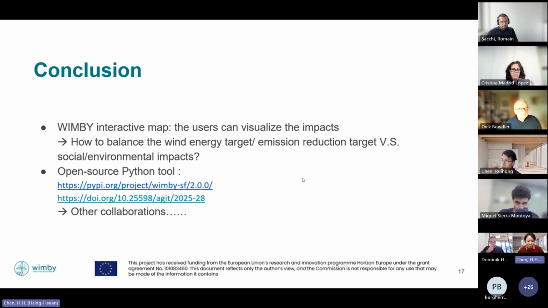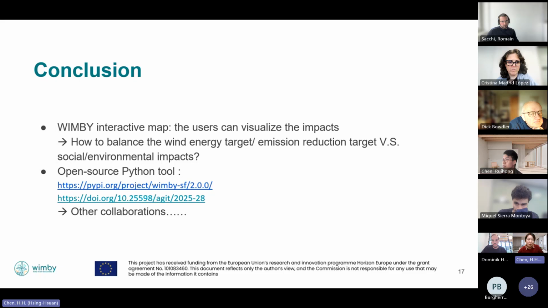So, okay, I hope you can hear me. To conclude, we have a very well performed open source tool that is validated for at least the European area. And it is now on the WIMBY Interactive Map. And the next step would be how to balance the wind energy target and the social environmental impact, which I think will be the whole topic of today.